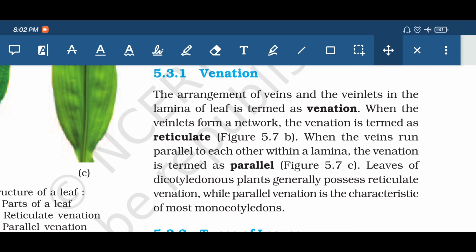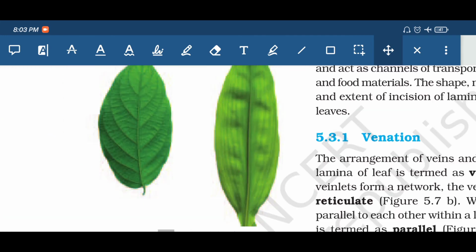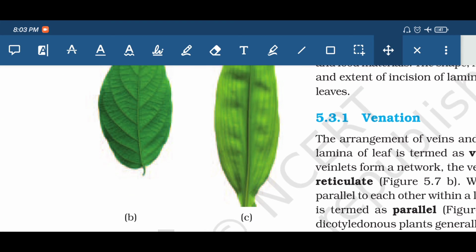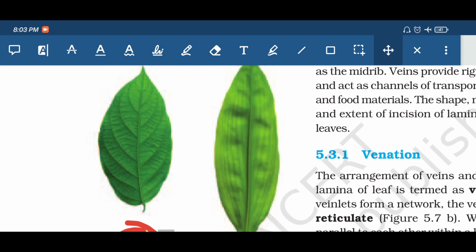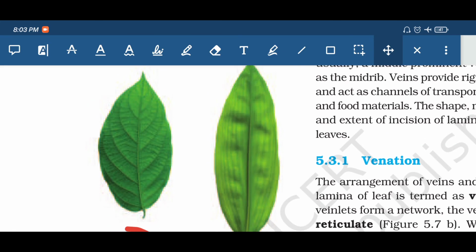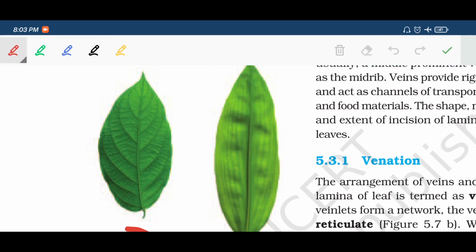When the veinlets form a network, the venation is termed as reticulate venation. Over here they have given a figure B. Let us take this figure B. See the leaf over here. It shows us the reticulate venation. See, over here there is a network like structure.